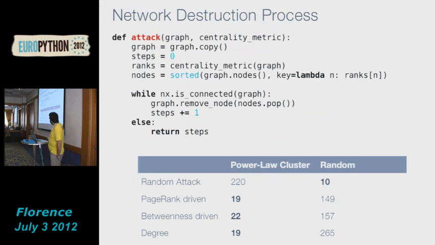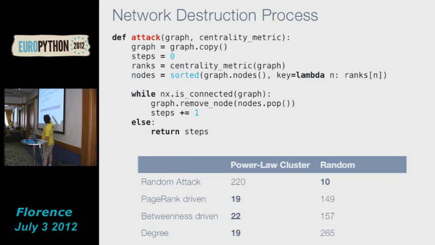We will be seeing the first two. If I want to do an attack, this is very easy. You choose a centrality metric. You copy the graph because you're going to destroy it. Then you rank the nodes, and remove the nodes until you have disconnected the network.